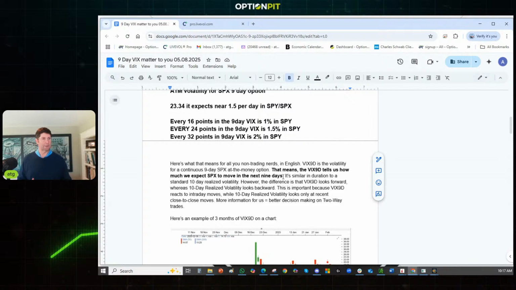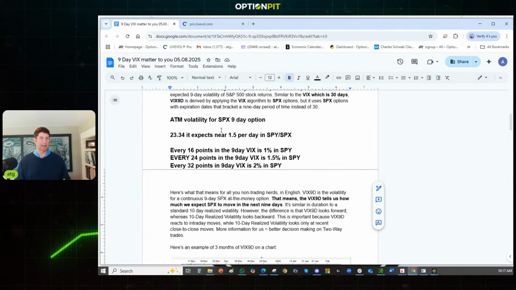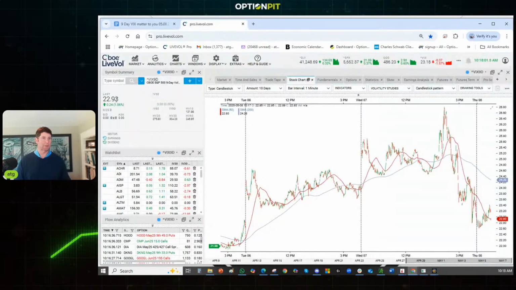So if you're putting on trades, you have an idea how much the market is going to move just by looking at the indicator. So right now we're trading at a 22.93, so it's pulling back just slightly. But that's still almost 1.5%. So if you're buying calls, is it unreasonable to expect the market to be up near 1.5% in 1 to 2 days? No, it's not. Is it unreasonable to expect the market will be down 1.5% in 1 to 2 days? No.